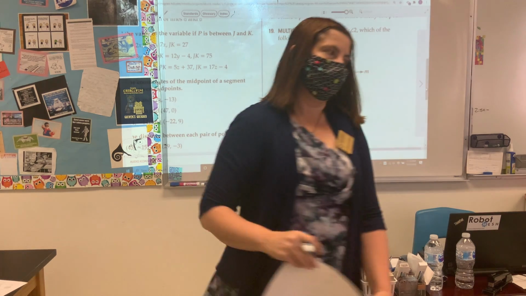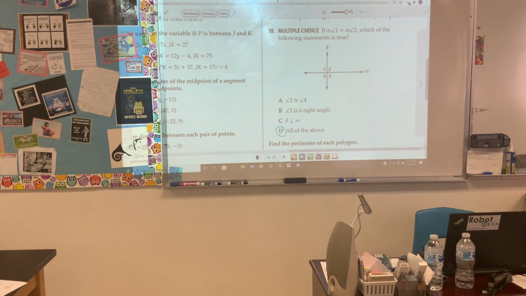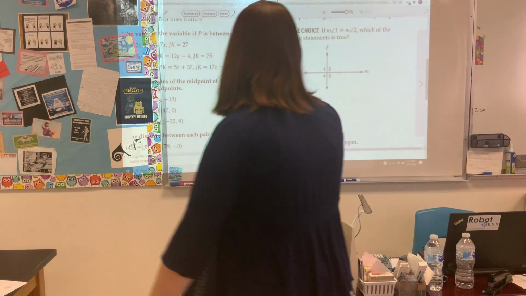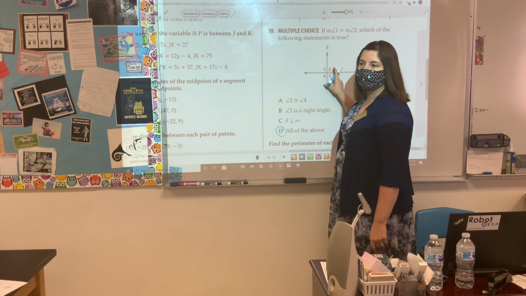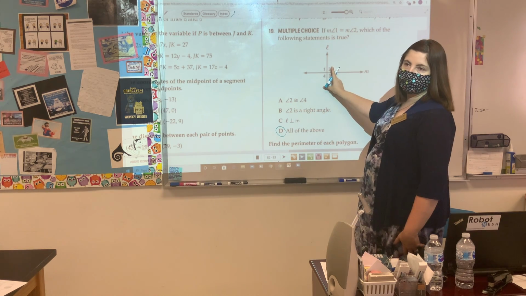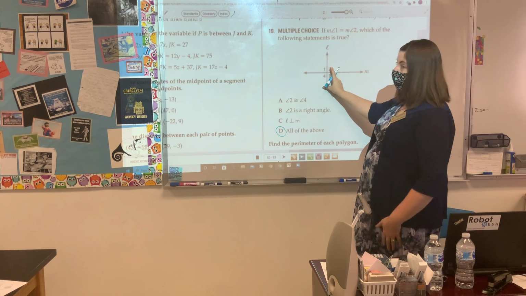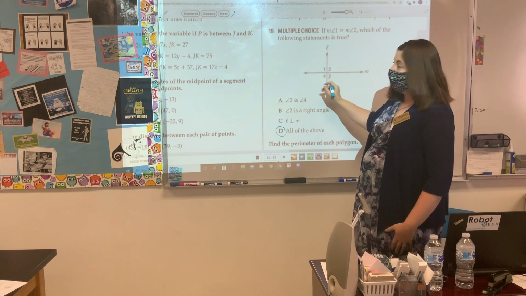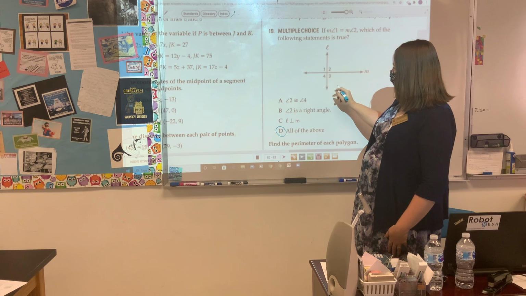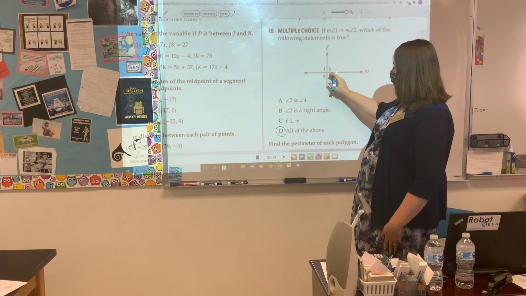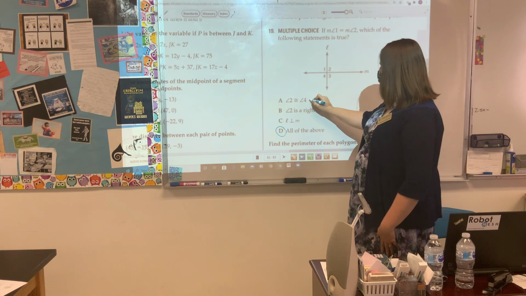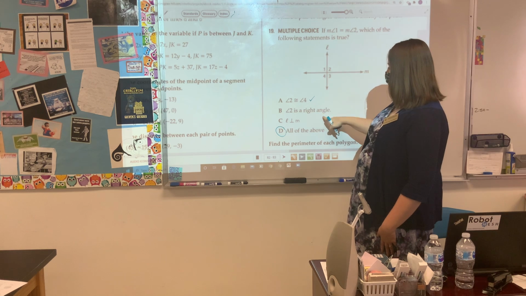It's all of the above. Why? Because A is saying angle 2 is congruent to angle 4. How do we know that 2 and 4 are congruent? I guess I just assumed. Wait, no, that's wrong. They're vertical angles, which means they're congruent. Okay, angle 2 is a right angle.